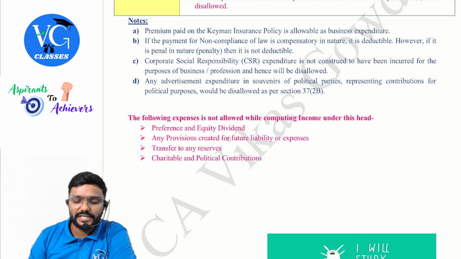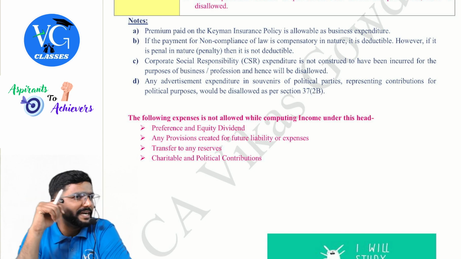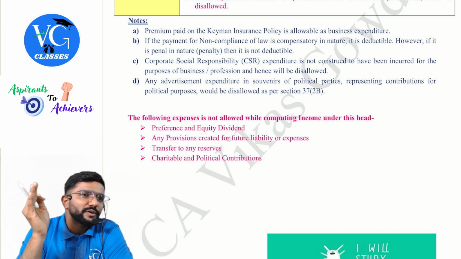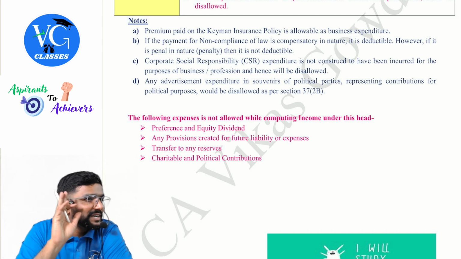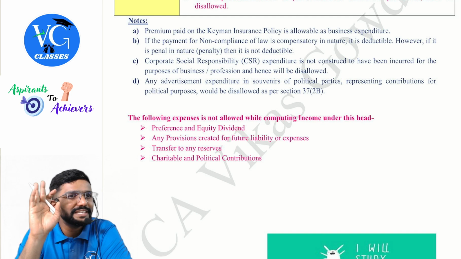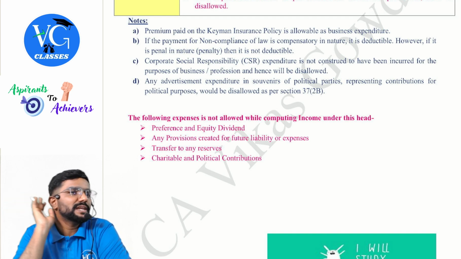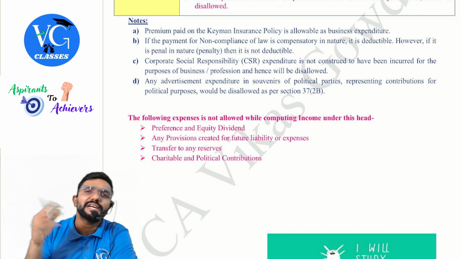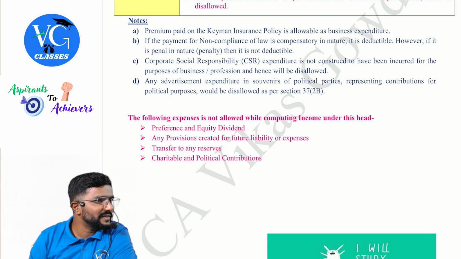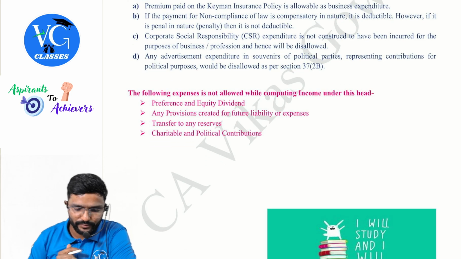If it is penal in nature, not allowed, like penalty and all. See, interest also can be both penal in nature or compensatory in nature. Now, you guys cannot decide whether it is penal or compensatory in nature. They should have given it in the question. But if it is compensatory in nature, allowed. If it is penal in nature, not allowed. If the question is silent, assume interest as compensatory and allow it. If they themselves have given it as penal in nature, disallow.